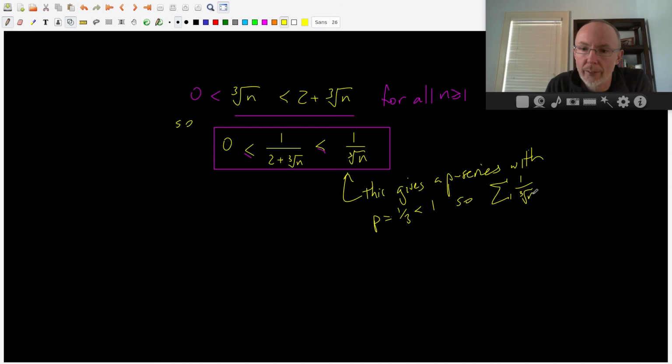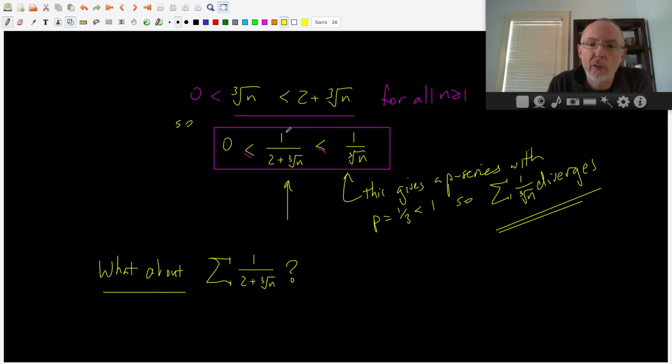So 1 over the cube root of n is going to diverge, because it's a p-series and the p-value is less than 1. So that thing diverges, and this is smaller than it, right? When I add up all the terms in this series, these terms are always bigger than the terms that I'll get in that series. So what does this tell me about the series I get from these terms? Well, our inequality is the wrong way around. We found that we've got these terms, and they're smaller than these, and we found that when we add all of these up, it diverges.